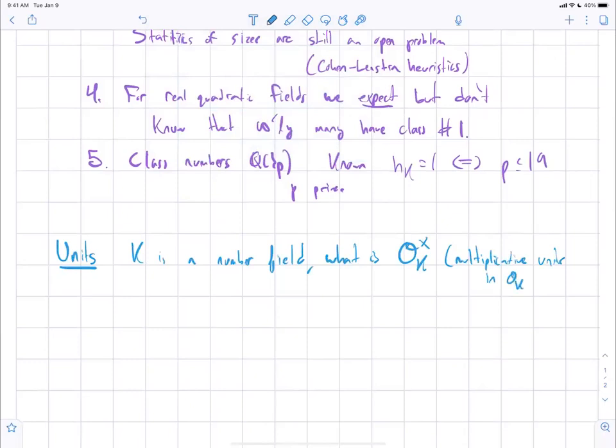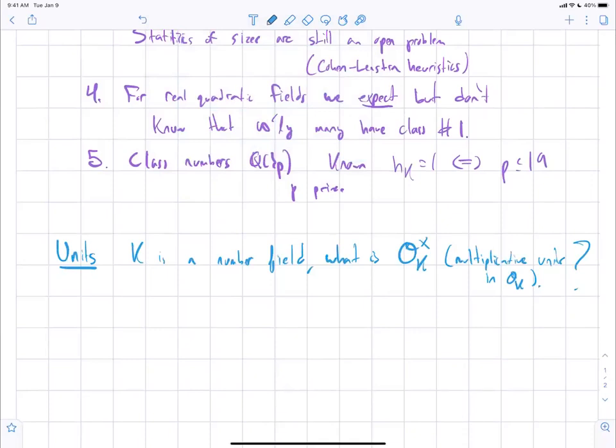Of course, an element of O_K always has an inverse in K. The trick is whether that inverse is in O_K, is also an integer. That's not usually true. Okay, so that's the question.